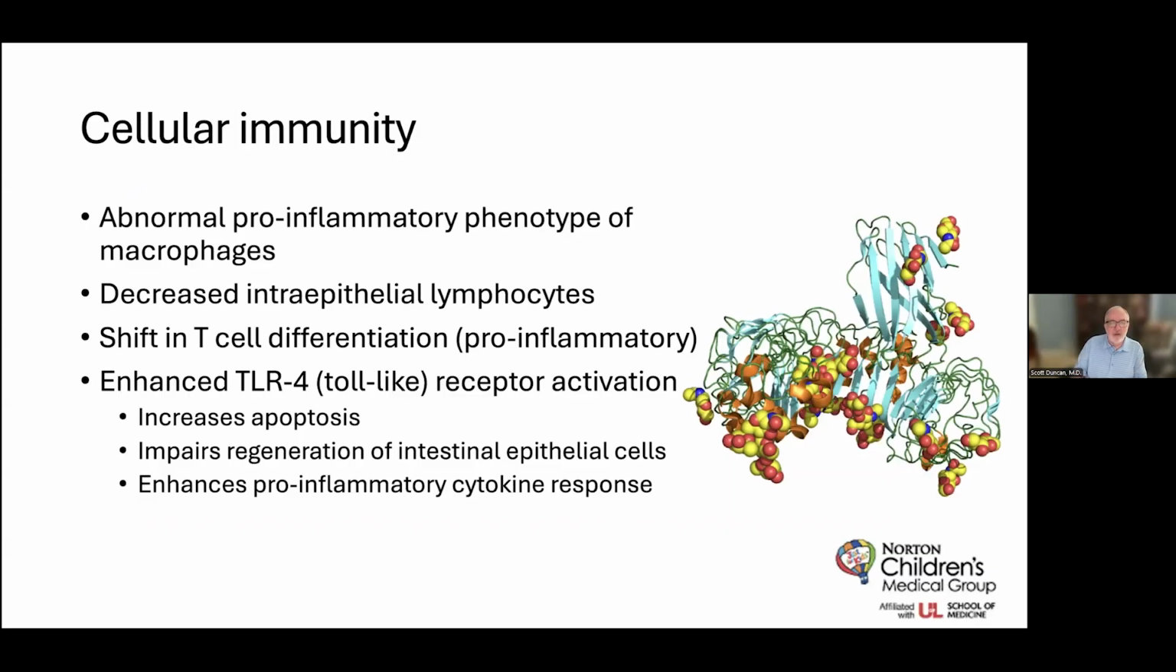One thing that's important in the cellular immunity, while we have listed up here the inflammatory phenotype of macrophages and decreased lymphocytes and shifts in T cell differentiation. Note this one, the TLR4 toll-like receptor activations. I'm going to show you in a minute how abnormal gut flora plays into this with these TLR4 receptors. What TLR4 will do is it increases cellular death, programmed cellular death, it impairs regeneration, and enhances pro-inflammatory responses as well. So if we have these things activated, it once again puts us in an inflammatory state.